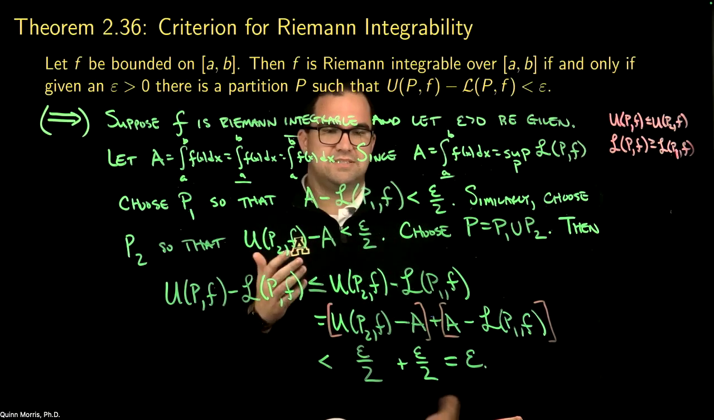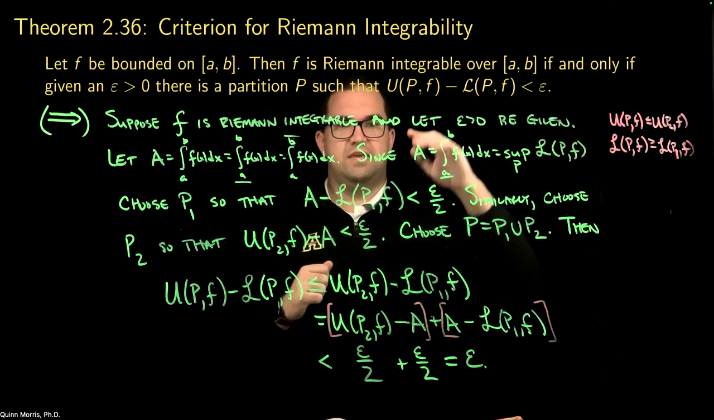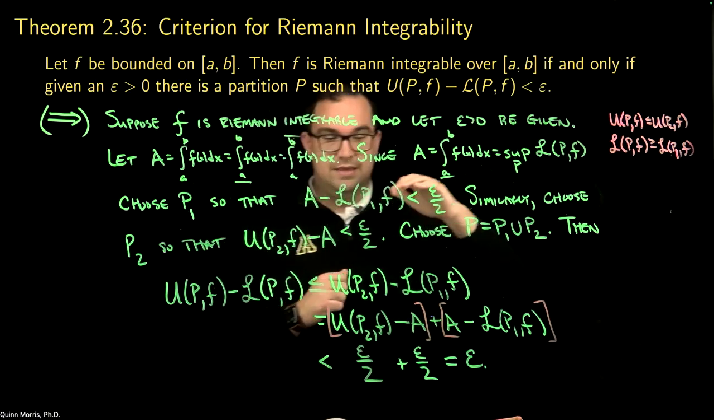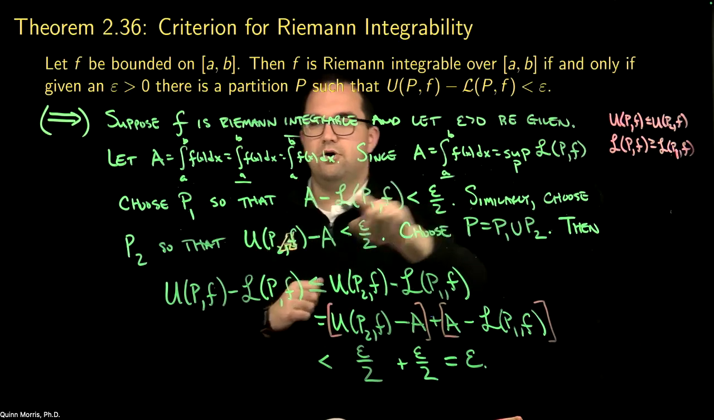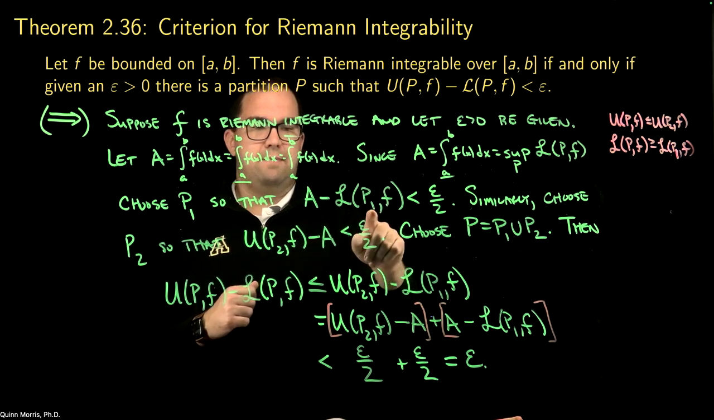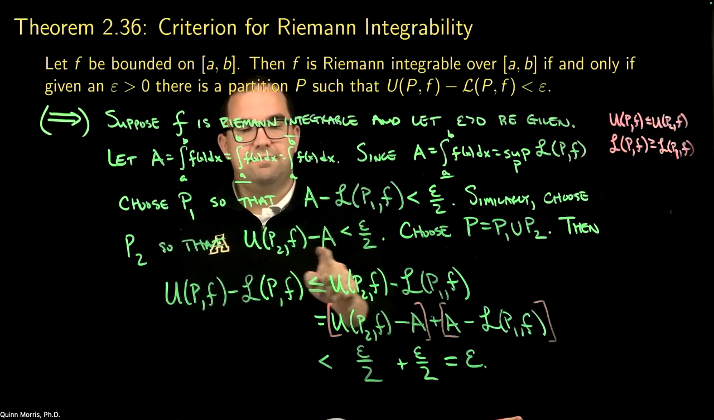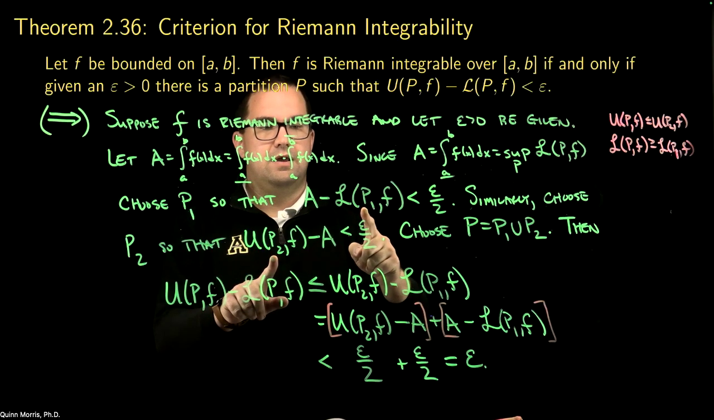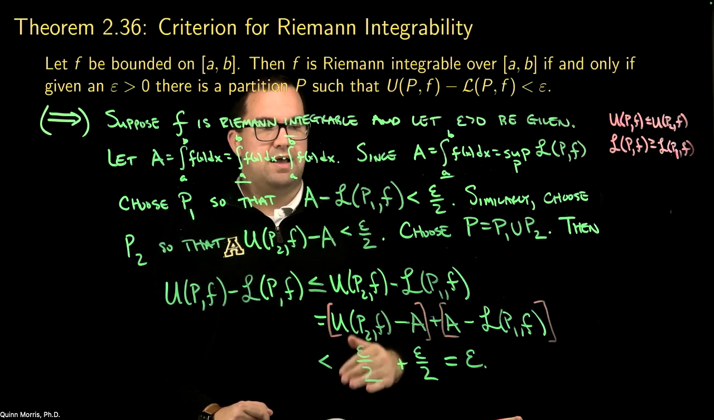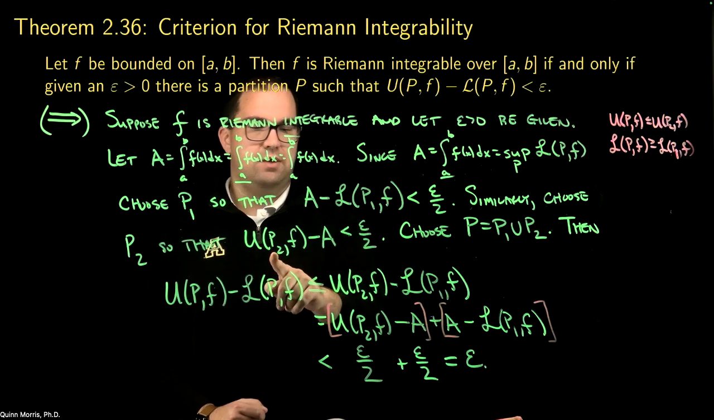Now notice what really makes this tricky is the fact that because of the definition of the upper and lower Riemann integrals as infimums of upper sums and supremums of lower sums, I could find a partition P1 so that my lower sum got as close to the value of the integral as I would like. I could do the same thing with upper sums. The problem was I couldn't guarantee that they were the same partition. I can't guarantee that the partition that gets my lower sums within epsilon over 2 of A is the same partition that will get my upper sums within epsilon over 2 of A.